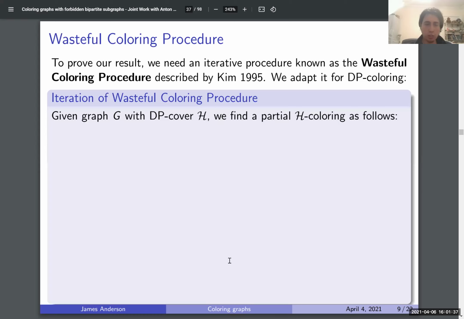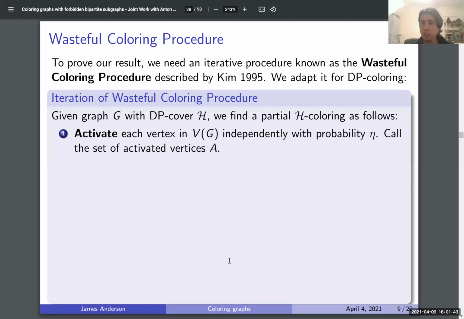So this is how it works. We start with a graph in this DP cover H. And the first thing we do is we activate the vertices in V of G independently with some probability eta. So we just flip a coin for each vertex. We say, okay, you're going to be activated or you're not going to be activated. And we'll call the activated vertices A.